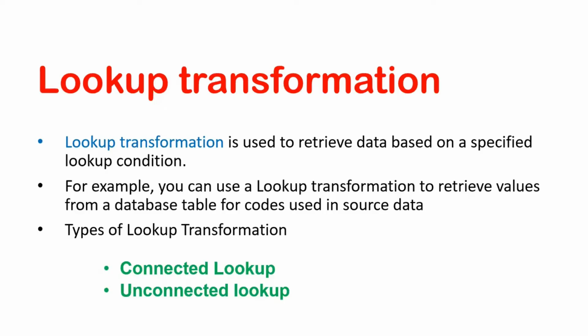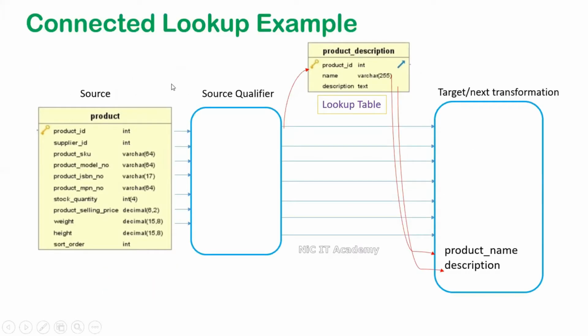What are the differences between connected and unconnected? We will see that later. Consider this particular example, which is the connected lookup example. If you look at the source, we have the table called product. I have product ID, supplier ID, and all the product information. I have only the product ID, but in the target or the next level transformation, I need to have the product name. By passing the product ID to the table called product description, I will take the product name and description to the next level transformation or to the target.